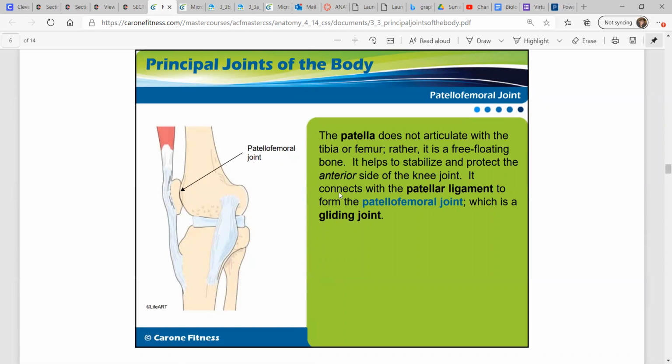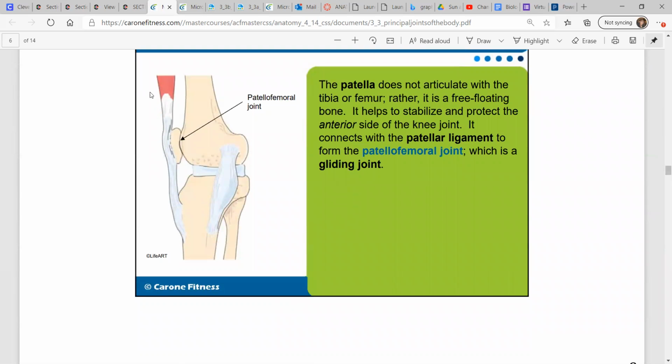The patella does not articulate with the tibia or femur. Actually, it's a free-floating bone. It helps to stabilize and protect the anterior side of the knee joint. It connects with the patellar ligament to form the patellofemoral joint, which is a gliding joint. And that can be seen here.